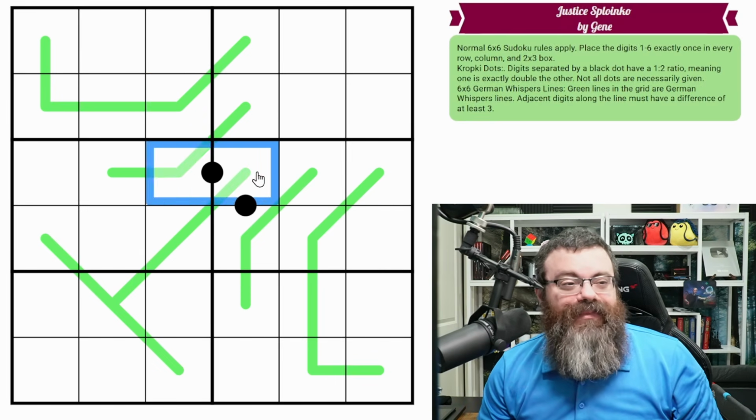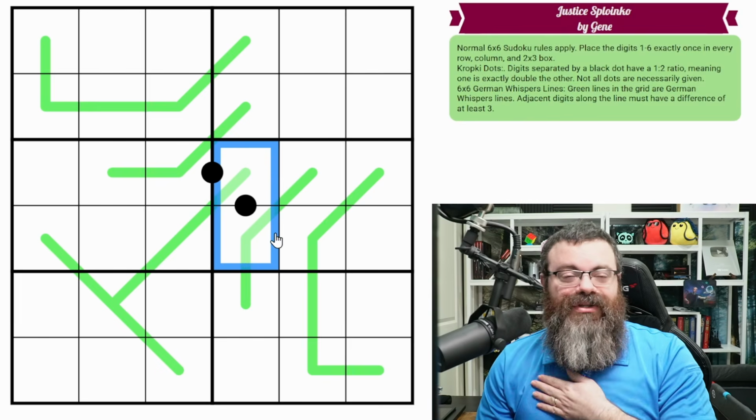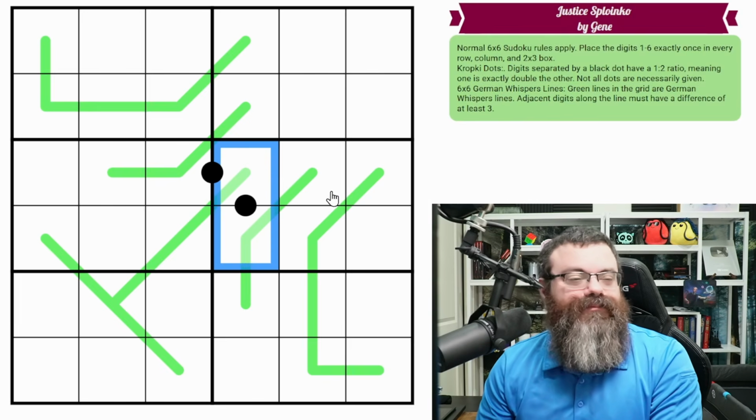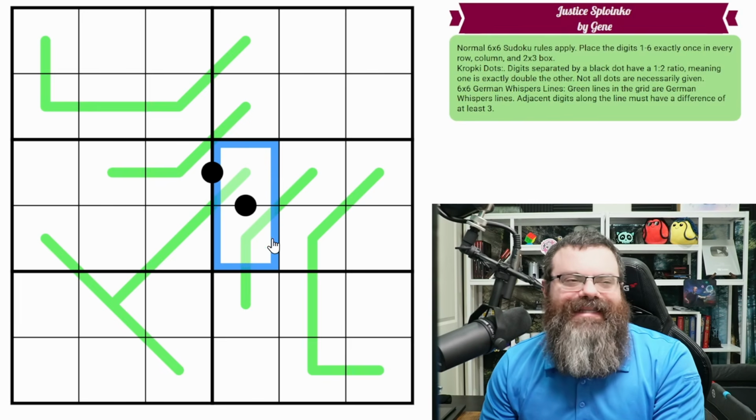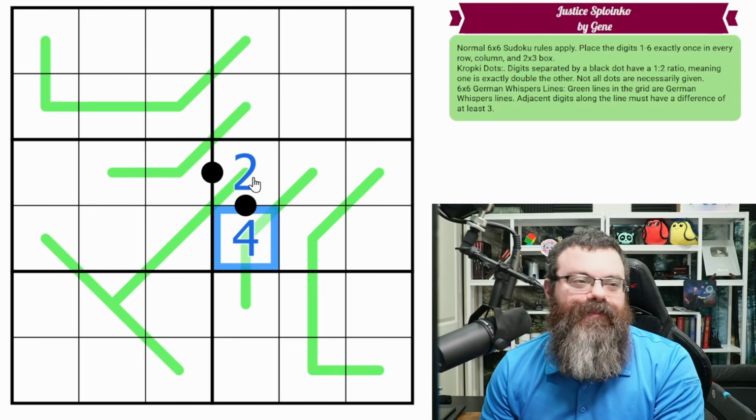All right, in addition to that, we just have these two black dots. They separate digits with a 1 to 2 ratio. So that means one of them is exactly double the other. So if this was 2, this could be a 1 because 2 is double 1, or it could be a 4 because 4 is double 2.